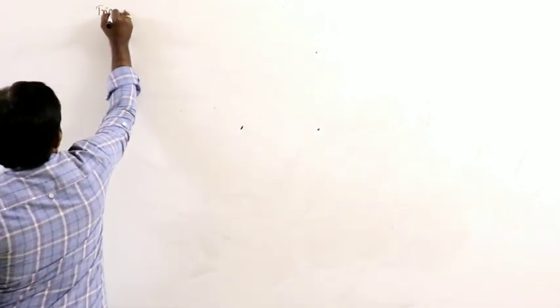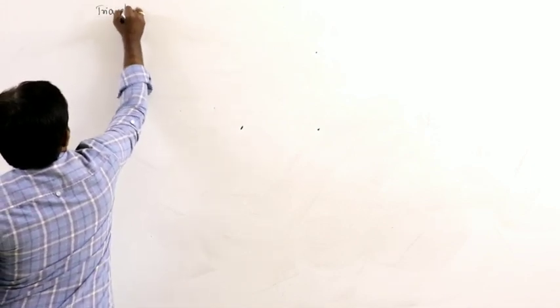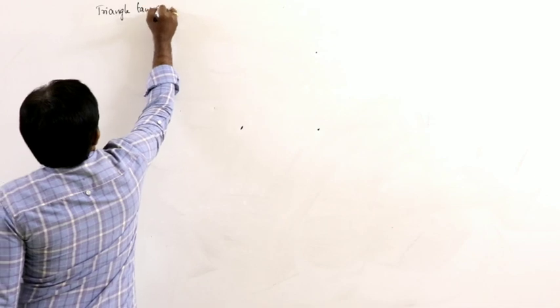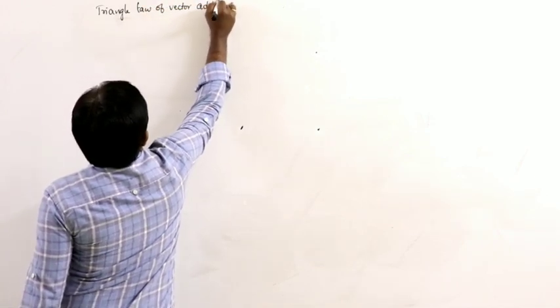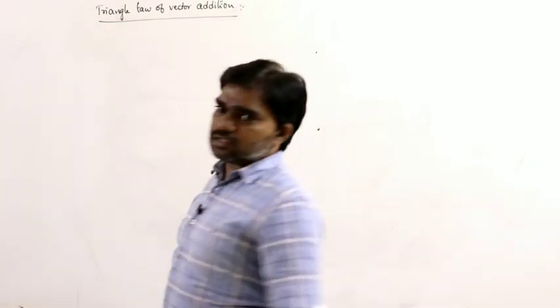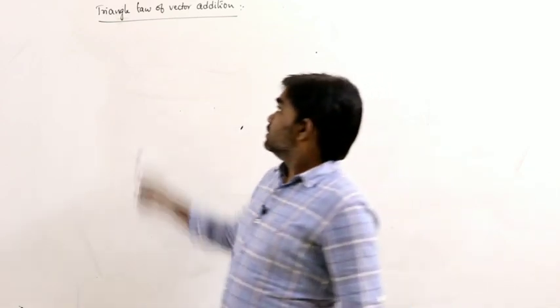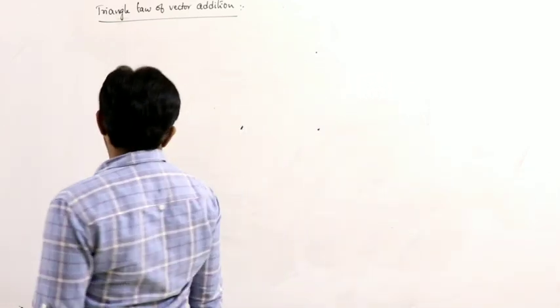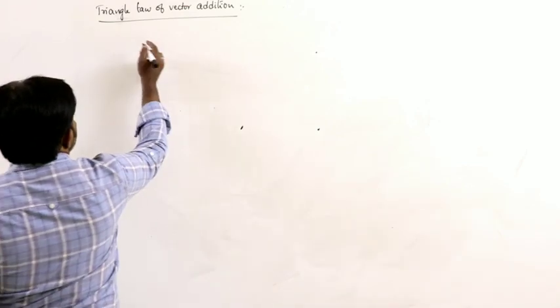First we can discuss the triangle law of vector addition. Triangle means how many sides? 3 sides. Triangle means 3 sides. So that is the triangle law of vector addition. How can you define this?